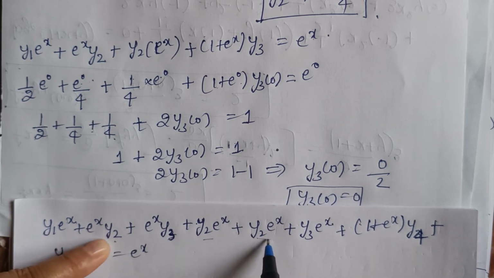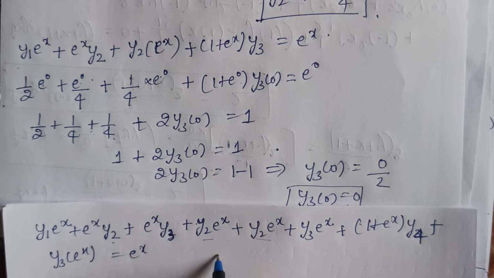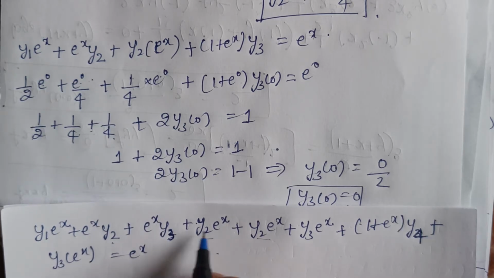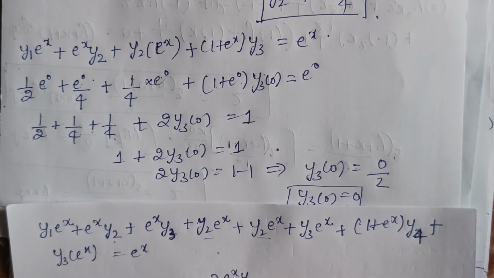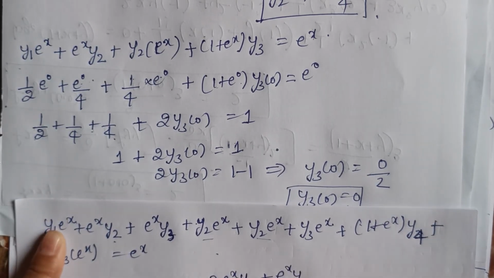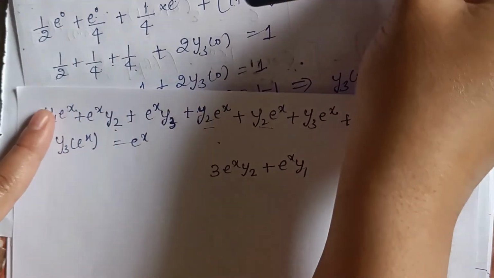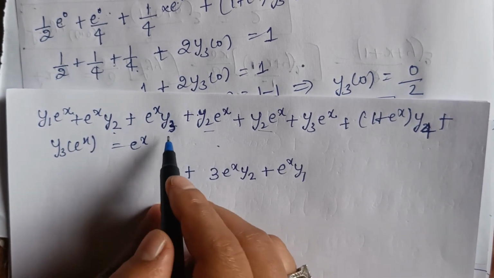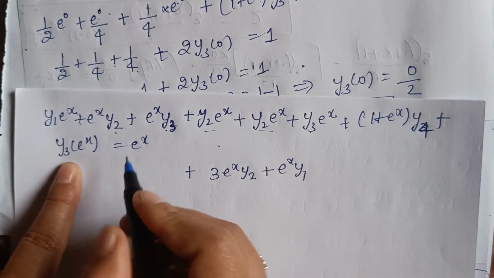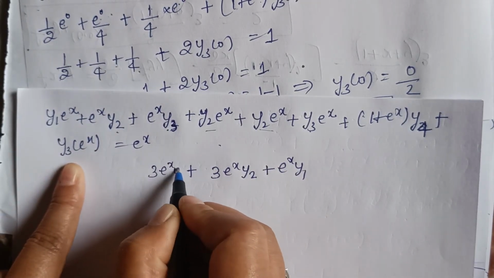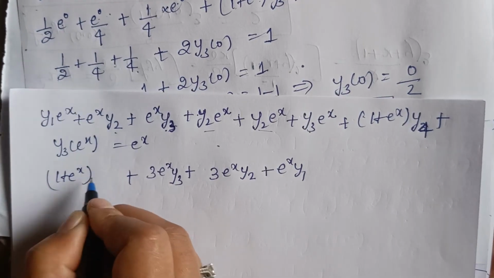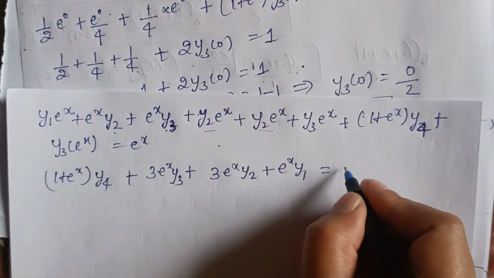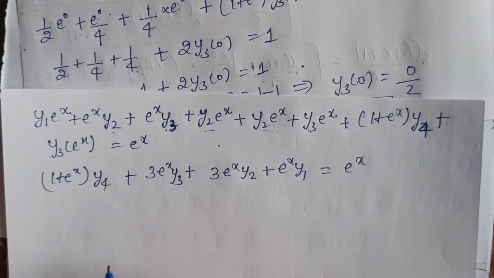y2 1 2 3, 3 y2's we have, right? 3 e power x y2. So I will just write it. Y2 as it is. So 3 e power x y2 plus this is e power x y1. Just in order I am writing, in order. Okay. Plus 1, 2, 3. So 3 e power x y3. Correct? Plus this I have is 1 plus e power x y4, which is equals to e power x. Now I'll just substitute everything.